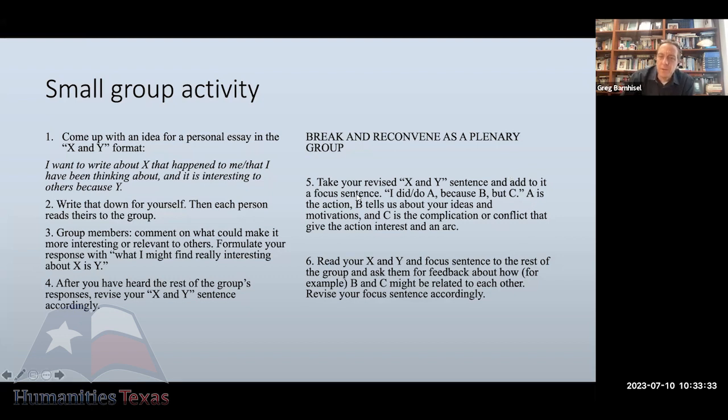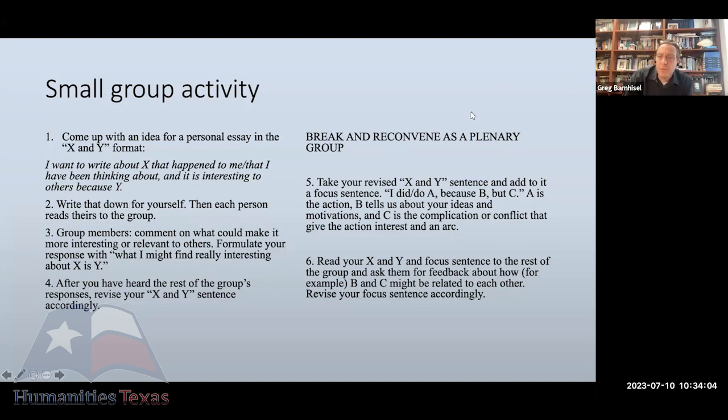What I was thinking of doing, and we're now already at 10:35, was another breakout on the focus sentence, the A, B, and C sentence. Unless people really want to do that, I don't think we need to. I think you've gotten the sense of taking your revised X and Y: I want to write about this, and here's why it's interesting to me.